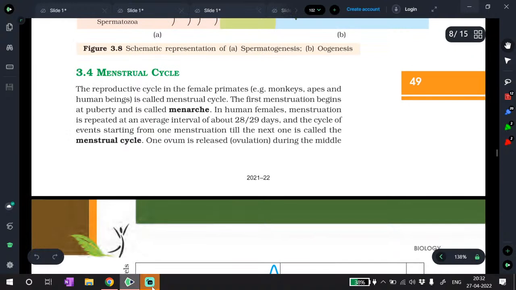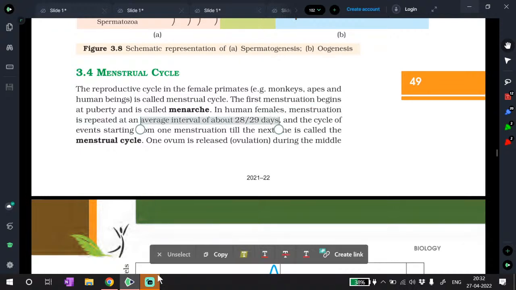So the reproductive cycle in female primates, what are primates? Monkeys, apes, and human beings are primates. It's called the menstrual cycle. The first menstruation begins at puberty. It's called menarche. And in human females, menstruation is repeated at an average interval of about 28 to 29 days. The cycle of events starting from one menstruation till the next is called the menstrual cycle.